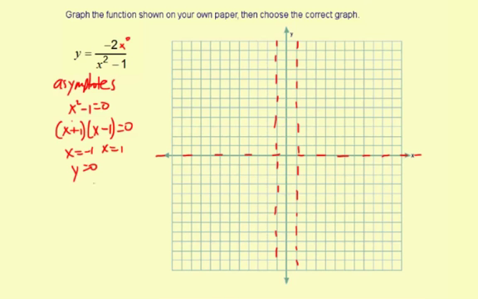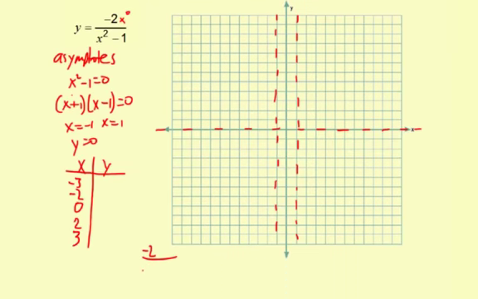Okay, next thing is a t-chart. And I'm going to choose for x values -3, -2, 0, then 2, and then 3. So let's see, input a -3, and then for y, it's going to be -2 divided by -3 squared minus 1. So it's going to be -2 divided by -3 squared is 9, minus 1 is 8. So -2/8, which is -1/4.